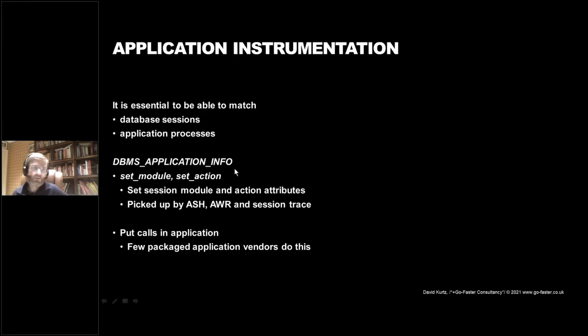So Oracle gave us DBMS_APPLICATION_INFO as far back as Oracle 7.3.3, and it sets these two session attributes, module and action. They're just strings, and you set them to whatever you like, so long as you're consistent and it means something to you. And those session values get picked up in ASH and AWR. You can see it in session trace. You can see it in some of the plan stability views. And it's hugely valuable.